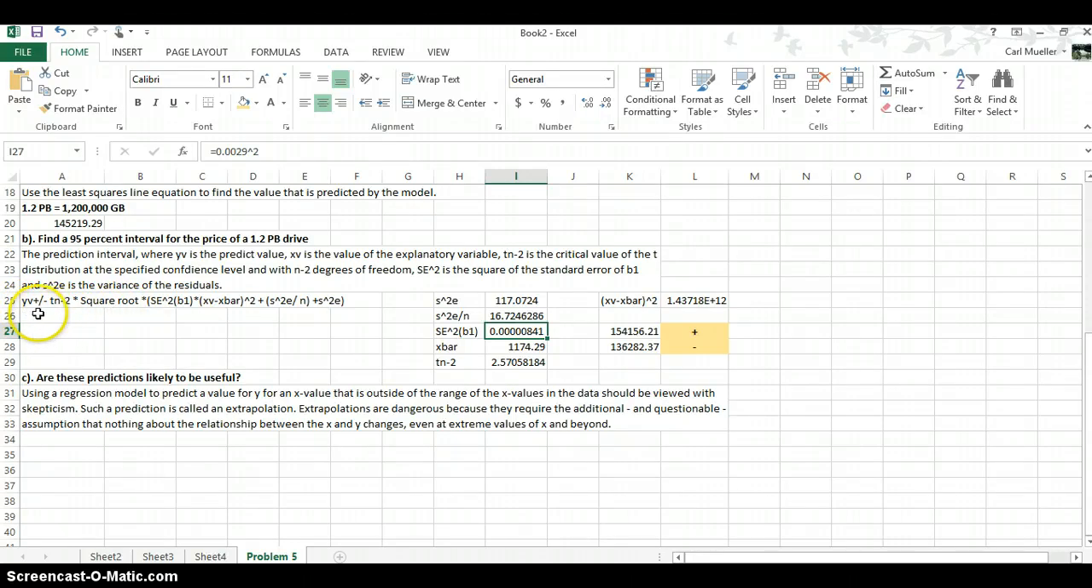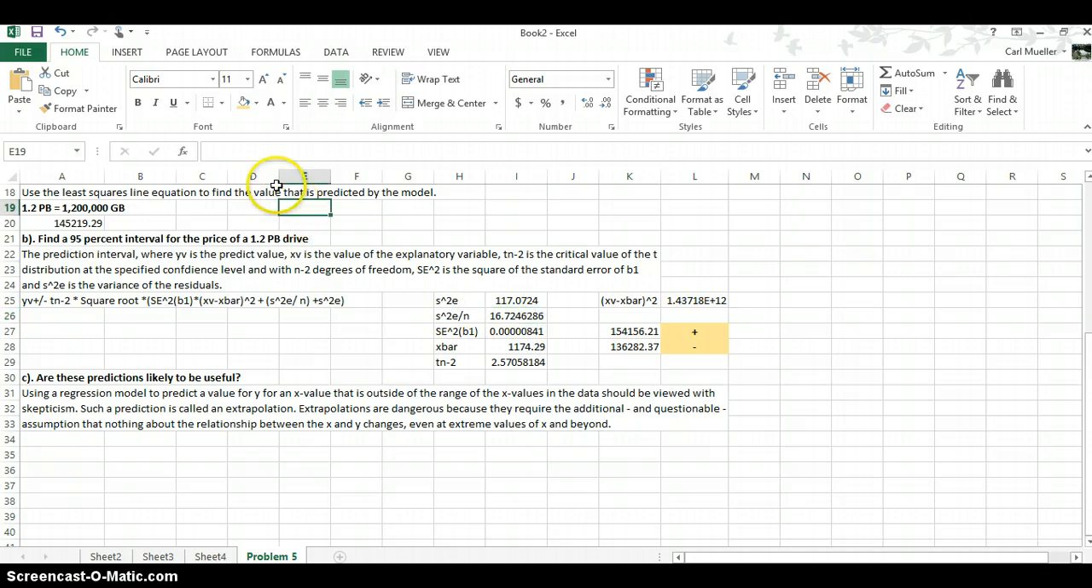So it's yv plus or minus the tn minus 2 times the square root of your standard error squared times the xv minus x bar squared plus the residual squared divided by n plus the residual squared. So it's a little bit complex in this format, but that's why I broke it out by each category this way, so that you can visually see how the formulas are there.